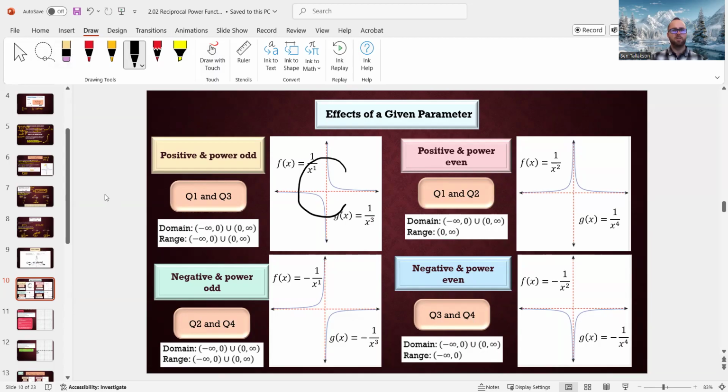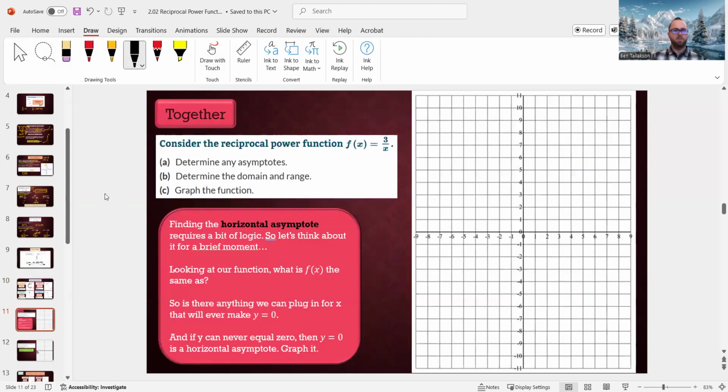And moving on. It is time to graph one of these. We have our reciprocal power function f of x is 3 over x, and the first thing we're asked to do is determine the asymptotes. We didn't really talk much about horizontal asymptotes, so let's do it now, and it basically requires a bit of logic, okay? So let's think about it.